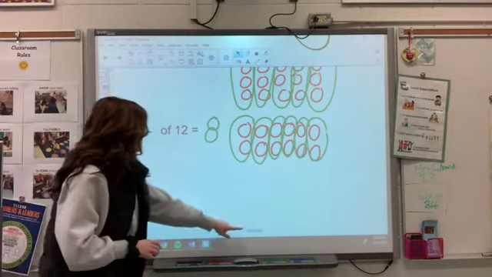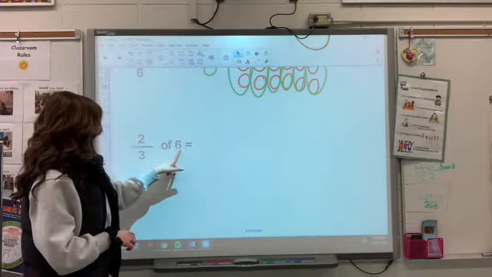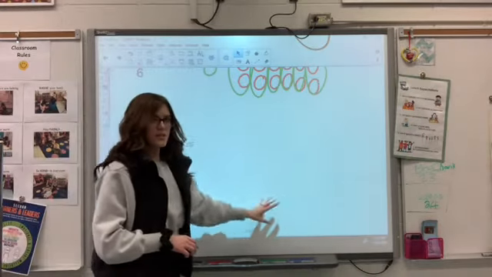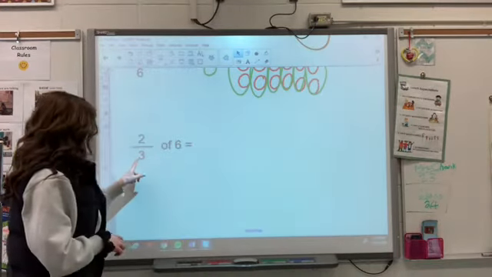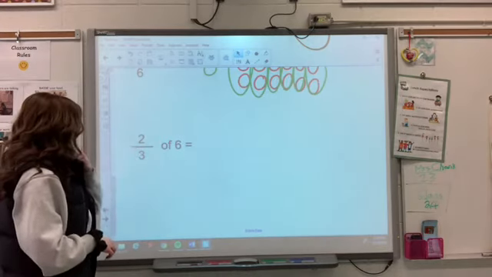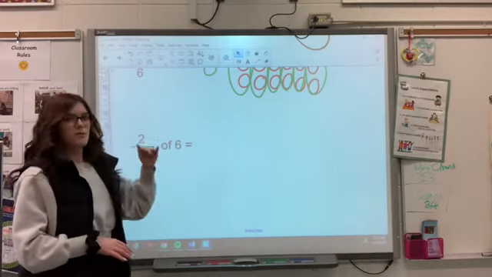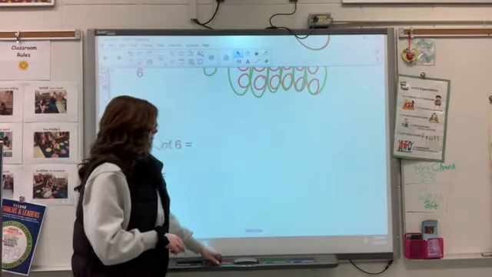Last one. This one, again, I want you to try on your own. 2/3 of 6. You're going to have 6 circles in your whole set, and they need to be separated into 3 equal groups. Okay? I want to know how many are in 2 of those 3 groups. Pause the video now, try this on your whiteboard, push play again to see if you got the right answer.